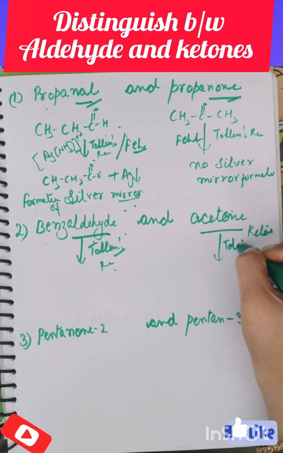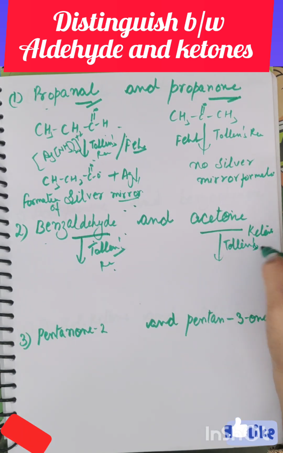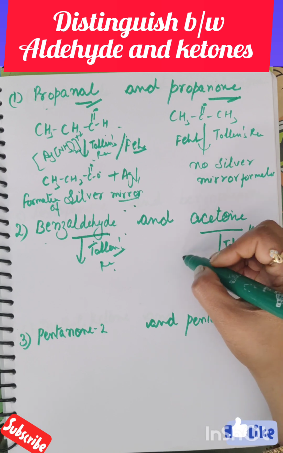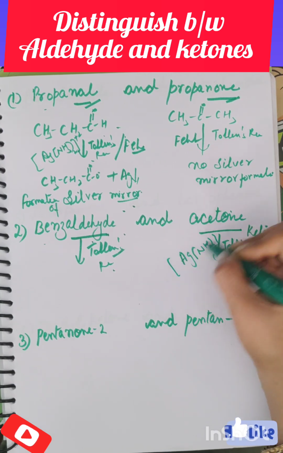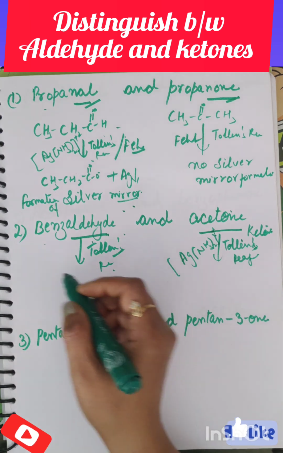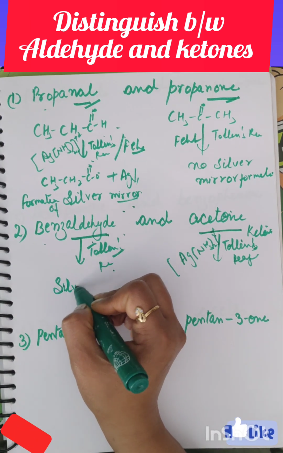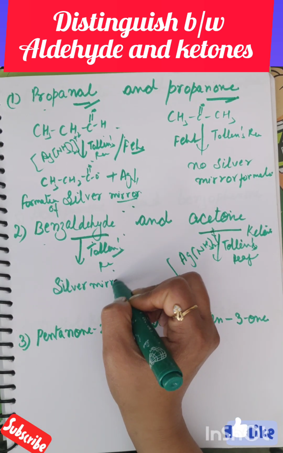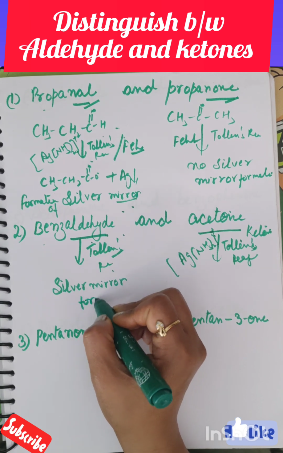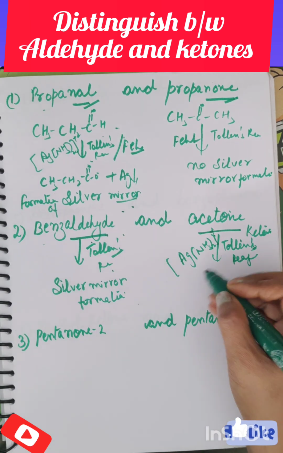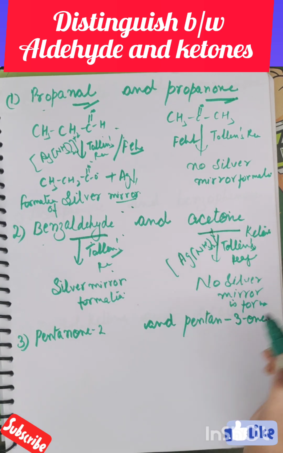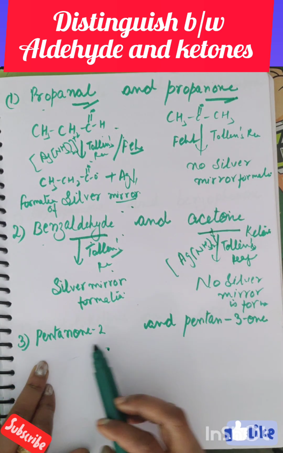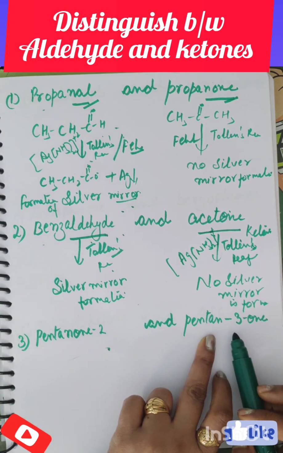We have to use Tollens reagent test, which is diamine silver salt or ammoniacal solution of silver nitrate. So here we again get silver mirror formation on the test tube, and in the other no silver mirror is formed. Right? Now next, pentanone-2 and pentanone-3.